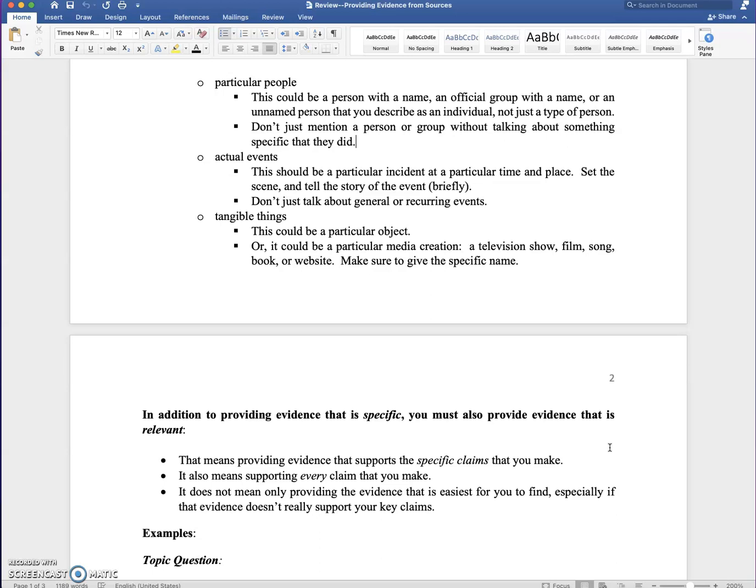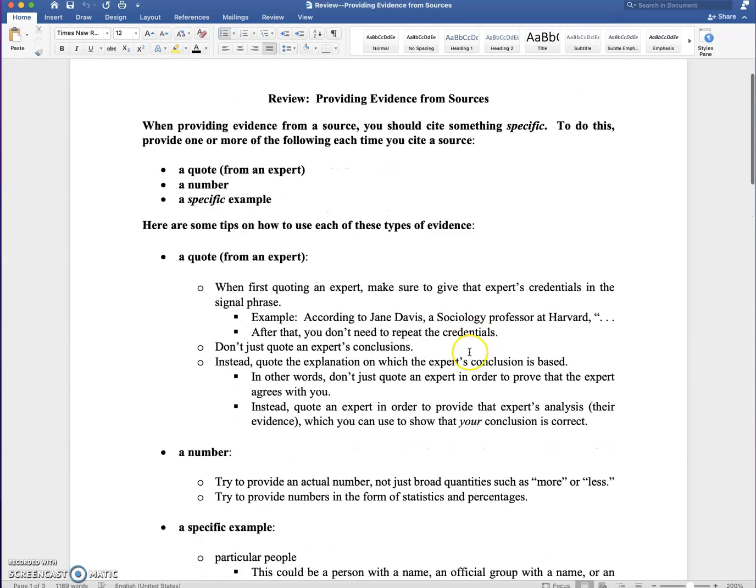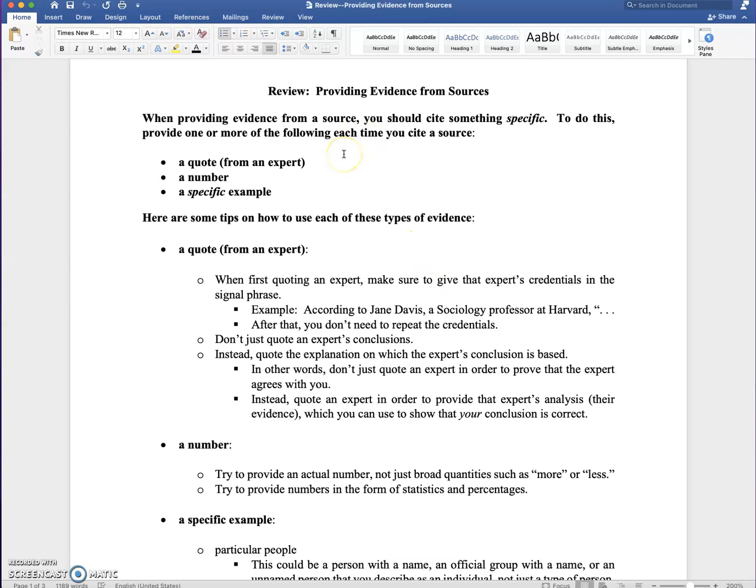All right, so the important things here are, when we're trying to provide specific evidence, we want a quote, a number, or a specific example, and we want to make sure that that evidence is relevant to the claim. And in the next part of this video, we'll be looking at some good and bad examples of writers trying to provide that kind of evidence.